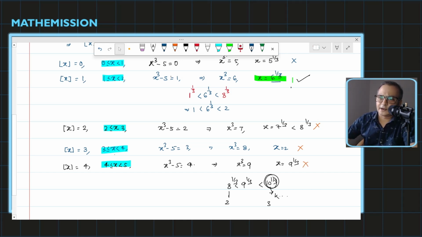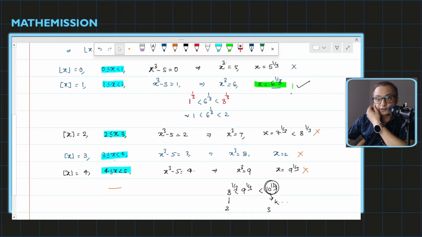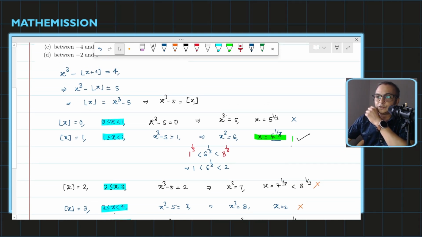And what will happen after this if you set 5? This will move very rapidly, and the value you find for x will be very slow going. So we cannot meet that, and we will never find the solution again. So this is the story for x greater than or equal to 0. We found that there is only one solution, x equal to 6 to the power 1 by 3.